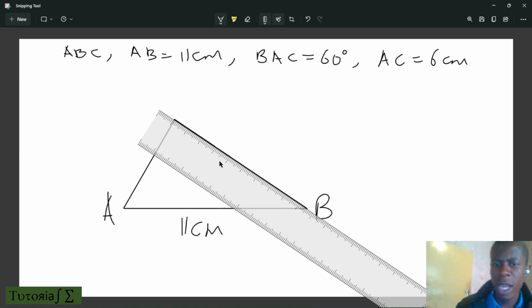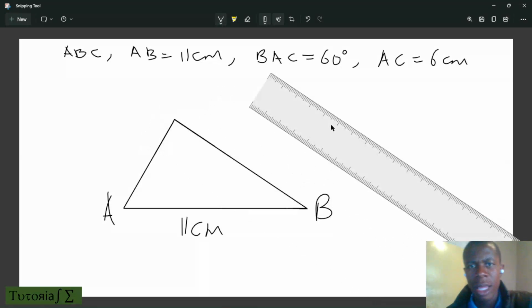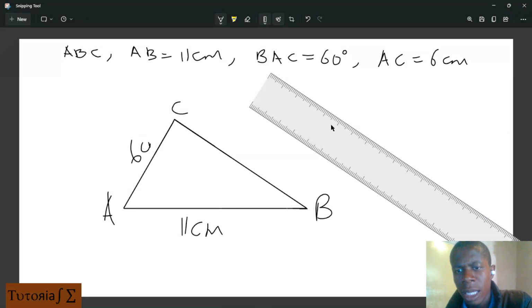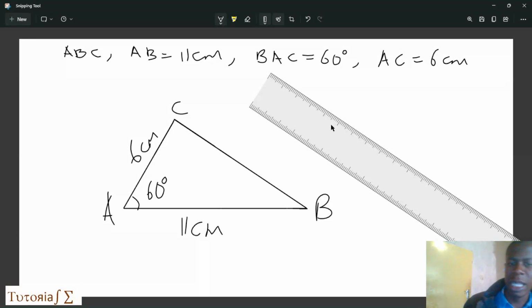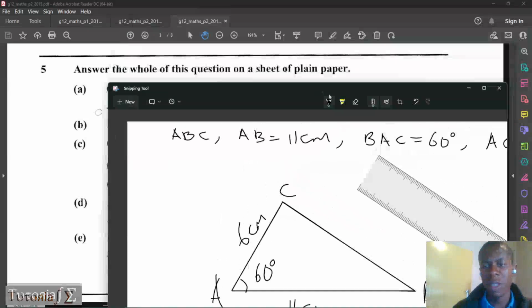All right, so that is your length. Then you indicate that this is your C. This is 6 centimeters. All right, so you also indicate this angle that you had drawn out here, which is 60 degrees, 60 degrees like that. So this is the first part. You go back to your question. This is your first part.